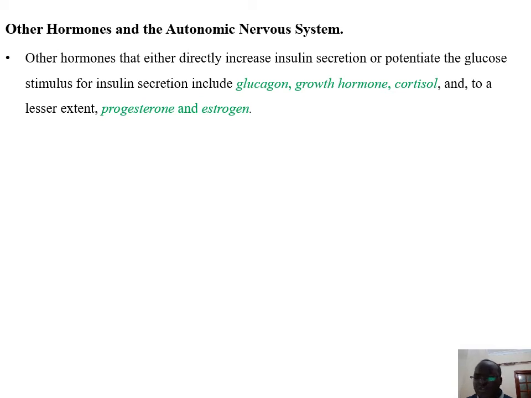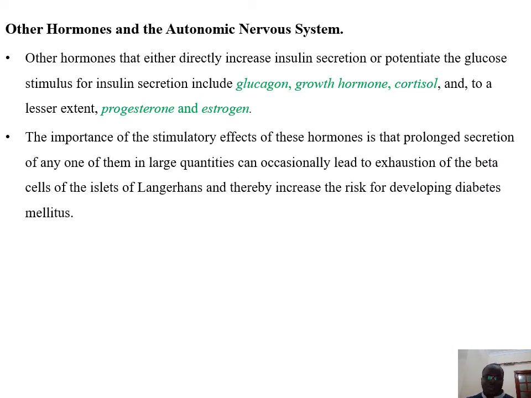If you have an increase in cortisol levels, it can also increase insulin secretion, because cortisol is going to stimulate gluconeogenesis. Then it's also going to increase blood glucose levels, because it encourages gluconeogenesis, and that can also cause an increase in insulin. So it's somehow related to the glucose levels. Progesterone and estrogens, to some extent, can also cause an increase.